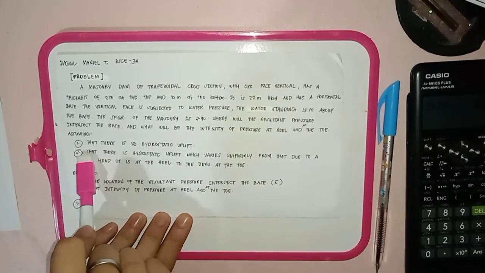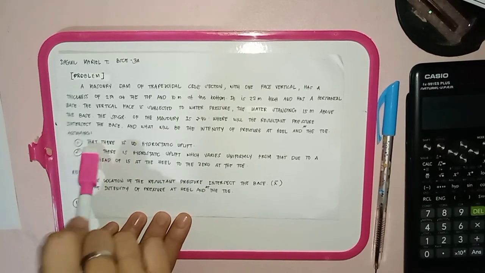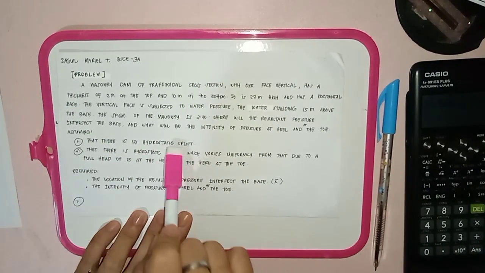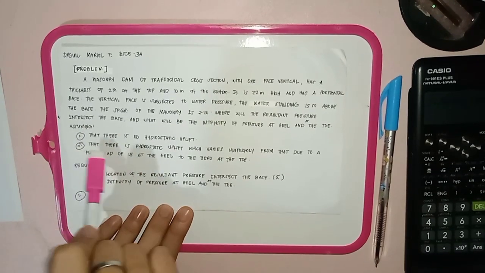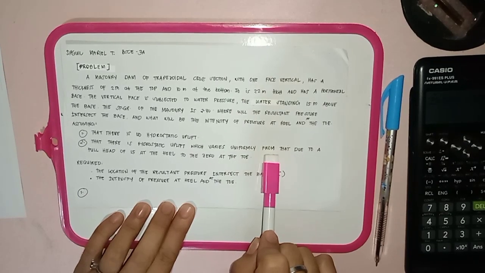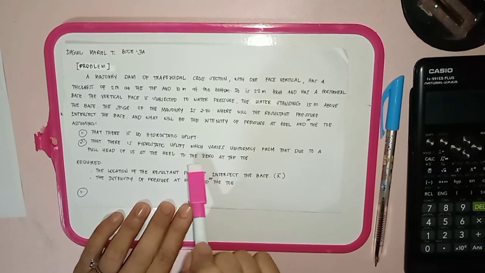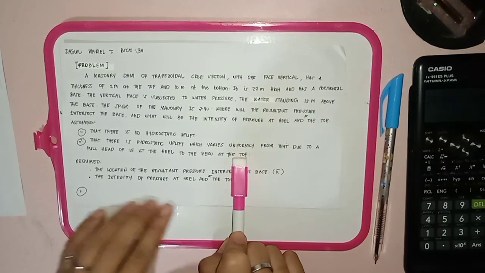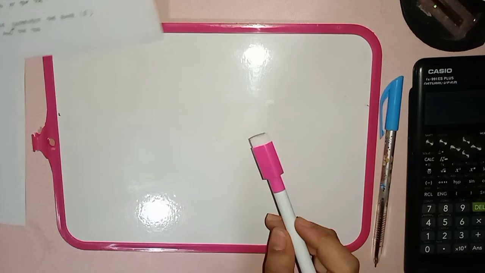In problem number 1, assume that there is no hydrostatic uplift. In problem number 2, assume that there is hydrostatic uplift which varies uniformly from that due to a full head of 15 meters at the heel to 0 at the toe. So we will draw this problem here.